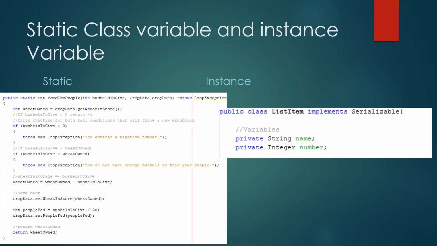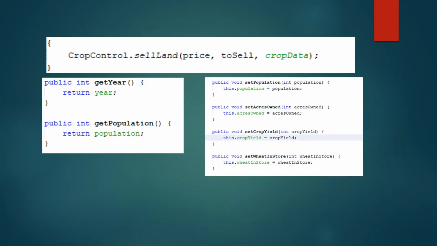An instance variable is declared in the class and not the method. A static variable, once it's initialized, cannot be reinitialized and can only be changed within a method. Here are some examples of how to call static variables and non-static, or instance, variables. Here we have the CropControl.cellLand, which we saw before was a static variable.